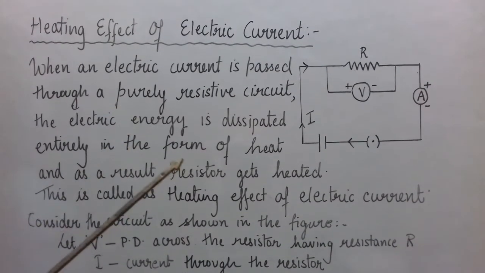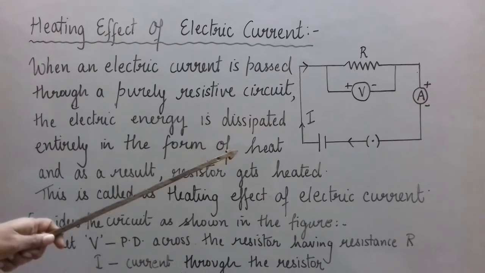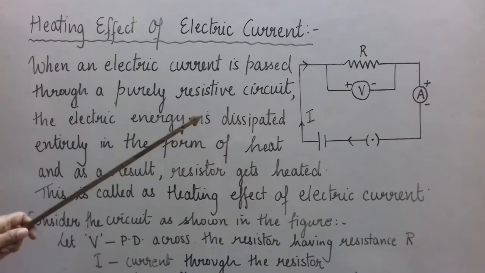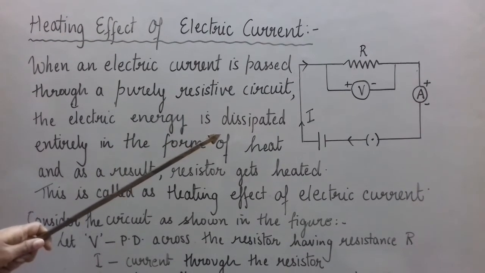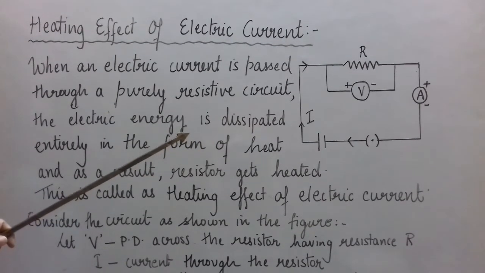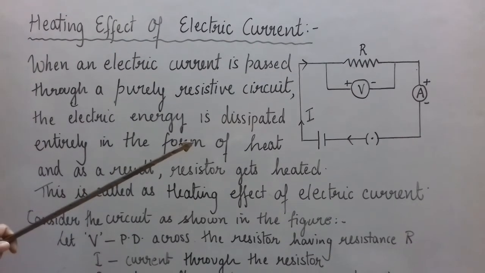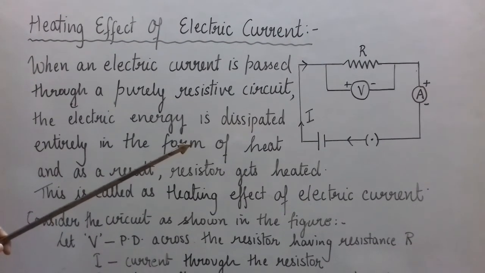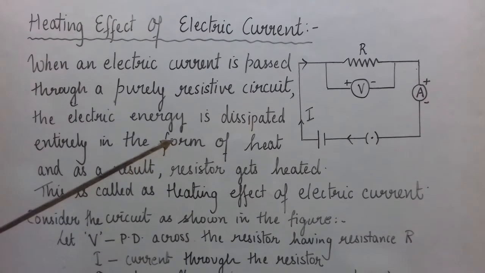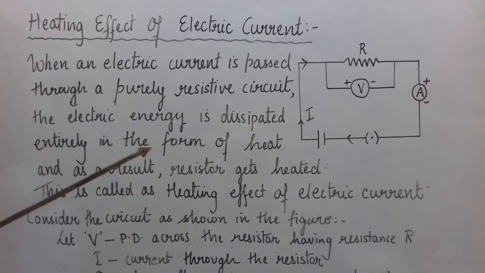So a part of the energy which is supplied by the cell or battery is used to do two things. One, part of the energy is used to do some useful work. Useful work means, when we have a bulb in a circuit, useful work is the glowing of the bulb. When it glows, useful work is done. When we have an electric fan in the circuit, then motion of the blades of the fan is a useful work.